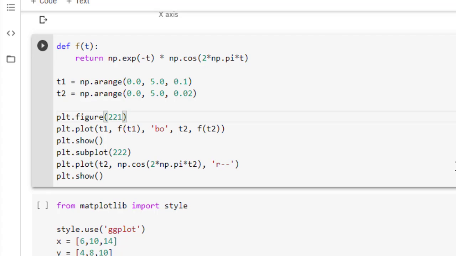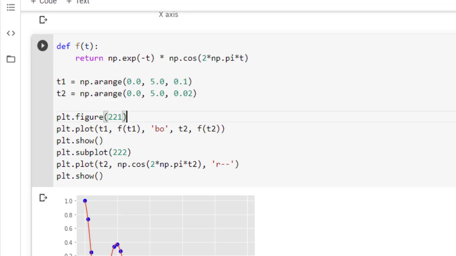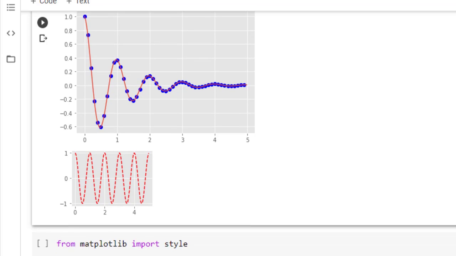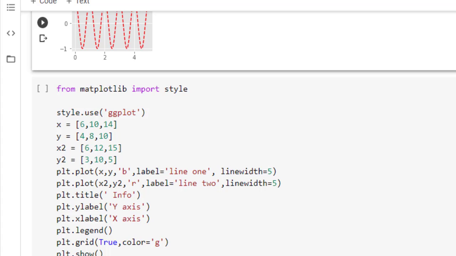Next we define a function f of t and have an exponential graph for t and a cos graph for t, and we define two values t1 and t2. And now you can see we get a graph of cos having the values between -1 to 1, and the exponential graph, as you can see, gets plotted.